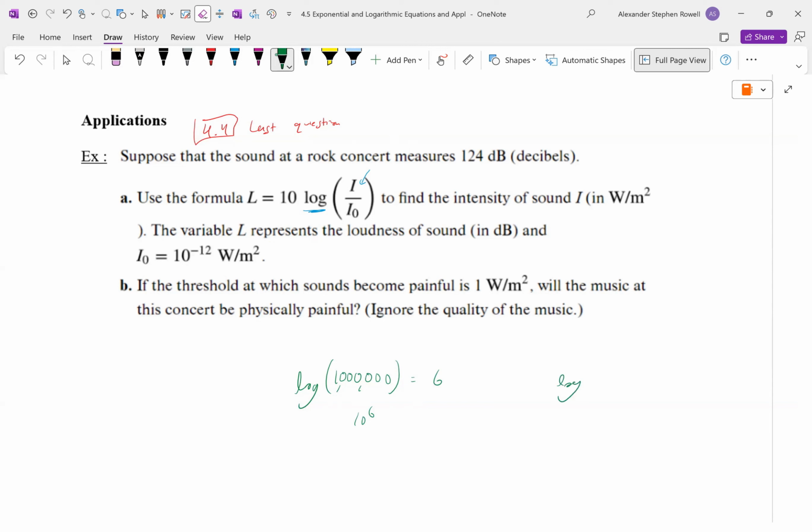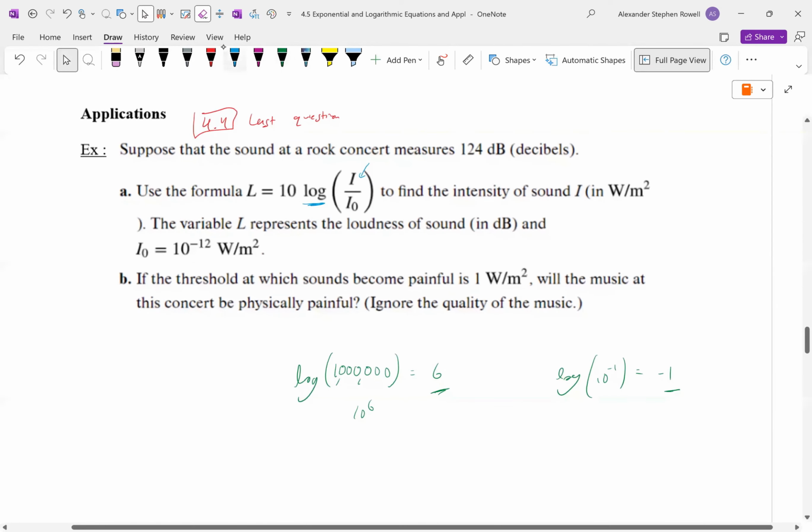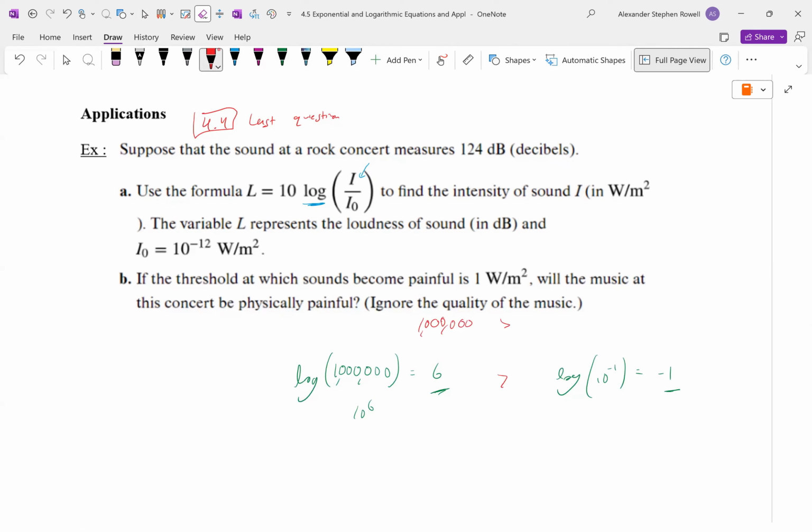And what is log of 1/10? It's 10 to the power of negative 1. So the answer is negative 1. So I can much more easily compare these numbers, 6 and negative 1, than 1,000,000 and 1/10. This is why we use logarithmic equations, to make things smaller and easier to compare. The other thing is it maintains the order. 1,000,000 is much larger than 1/10, but when I take the logarithms, it maintains the order. 6 is larger than negative 1.